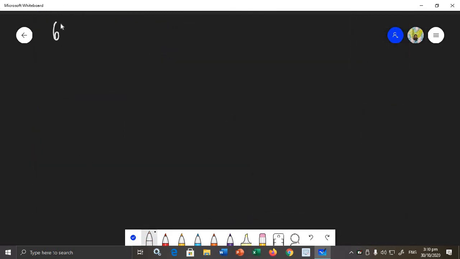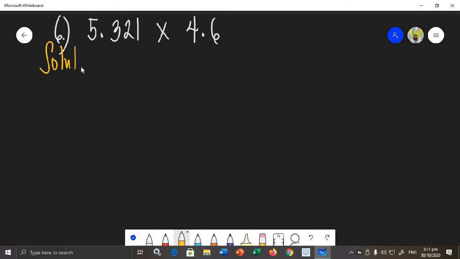So yan. So another example, last example, okay? Let's say we have 5.321 times 4.6. Okay, let's say we have this even number 6. What is the product of these mixed decimals? So again, I'm going to write the given in vertical form. And this will be like this.